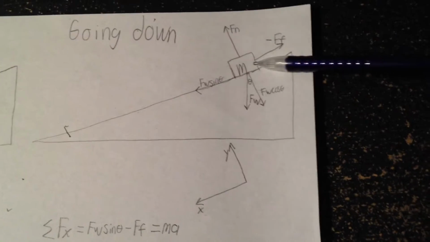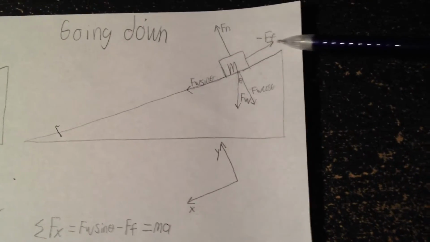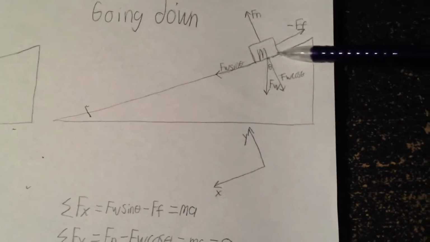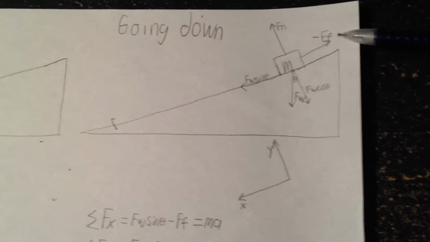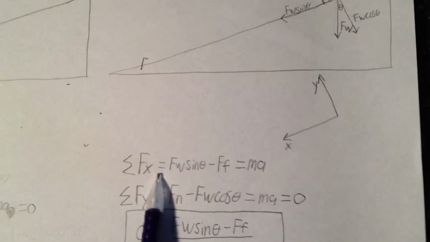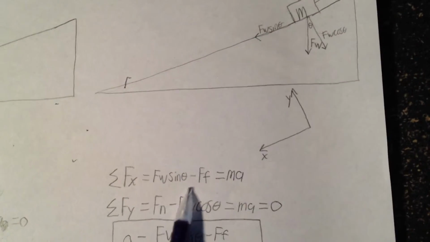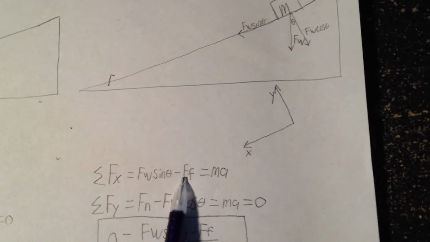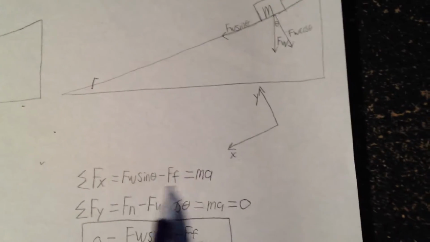And this time the force of friction is going that way, and I'm calling it negative because it's applying the force in the negative direction. So the sum of the forces in the x direction equals the force of the weight times sine of theta minus the force of friction equals mass times acceleration.